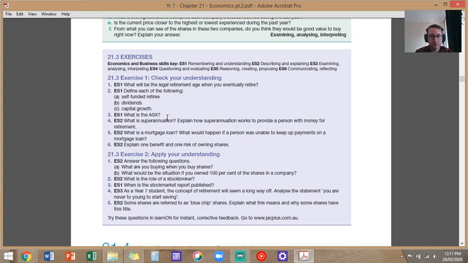Question, I've already forgotten, 4. What is superannuation? What is super? Explain how super works to provide a person with money for retirement. So how does super help people prepare for the long-term financial goal? How do they help people prepare for retirement?